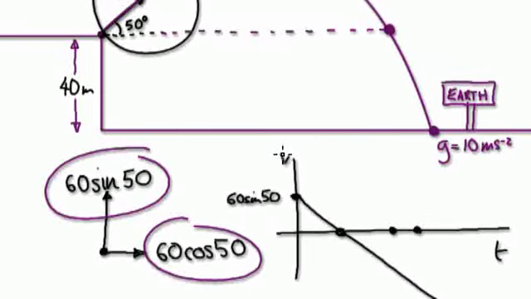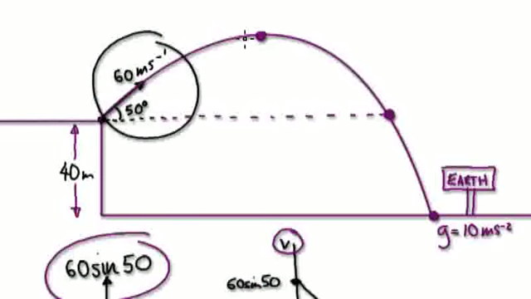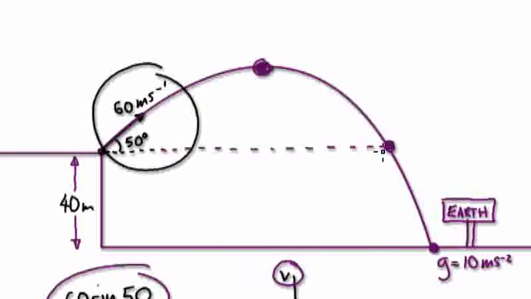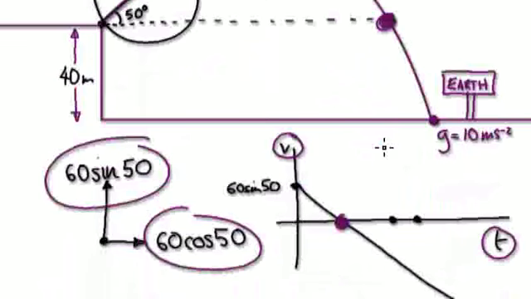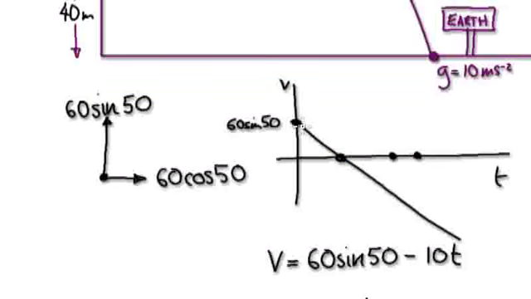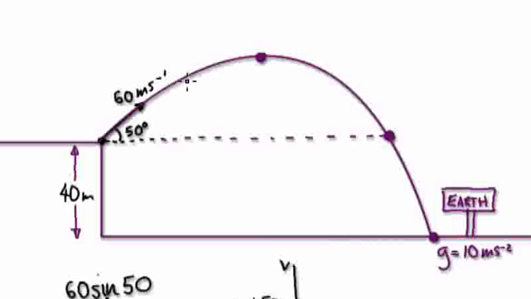Then jump to your velocity time graph. Velocity time graph here. This point here, which is, let's call it T max, is this point here. Okay, and this point here is this point here, and this point here is this point here. So your velocity time graph will look like this. Remember, we are trying to find out the total flight time.